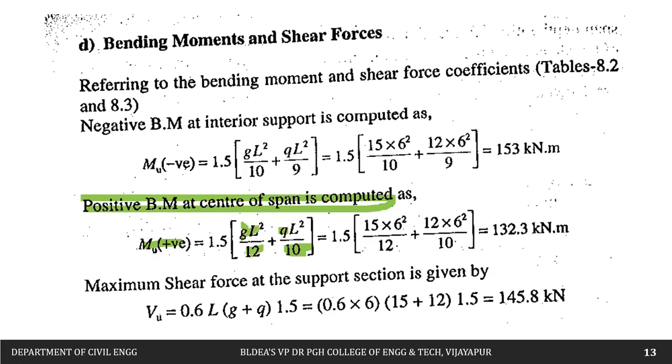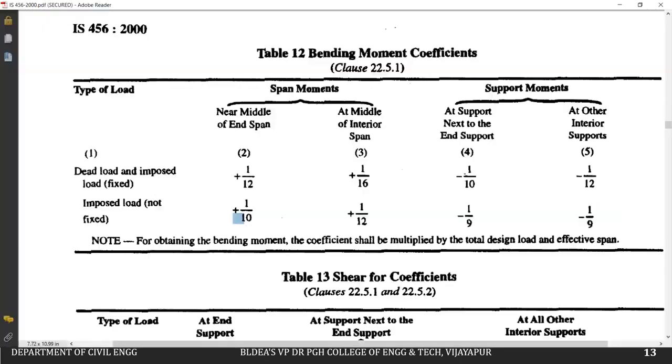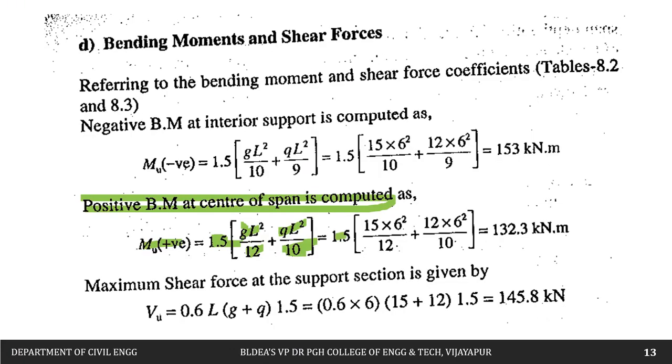GL square by 12 plus QL square by 10, multiplied by 1.5. So 1.5 multiplied by G is 15, L is 6, Q is 12, multiplied by 6 square. So the answer will be 132 kilonewton meter.